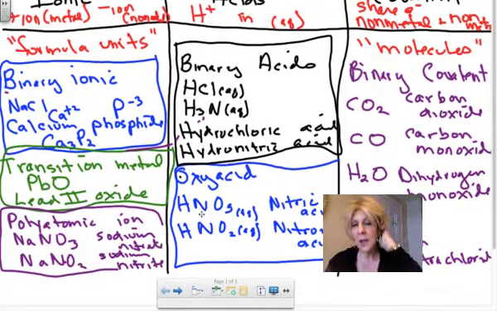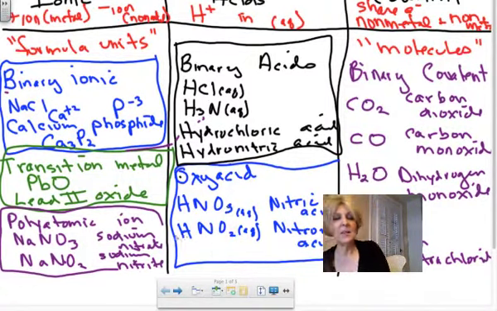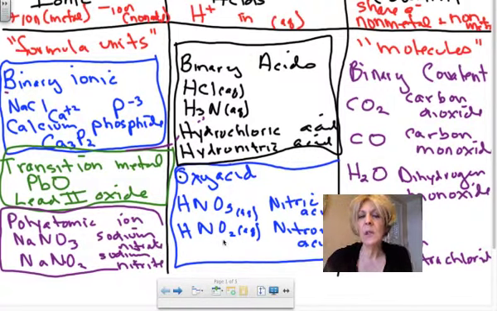Oxyacids are going to be the name of the polyatomic ion, no hydro. If the polyatomic ion is an ate, we make it an ic ending in the acid. If the polyatomic ion is an ite, we put an ous, O-U-S, on the end. So I see that that is nitrate, and so this HNO3 in water is nitric acid. HNO2 is going to be nitrite, because it's one less oxygen than ate, which I see over here in my polyatomic rules. So this is going to be nitrous acid.